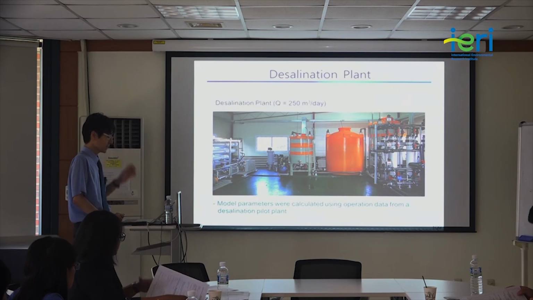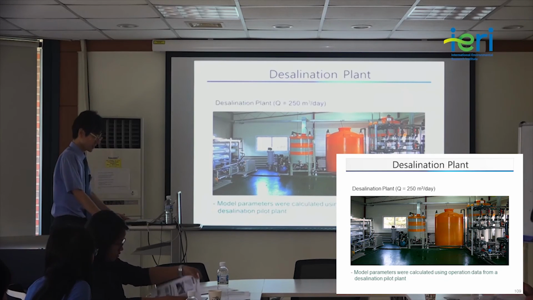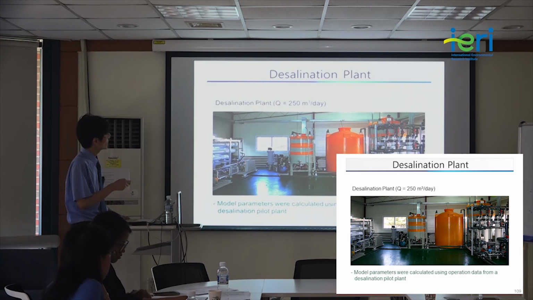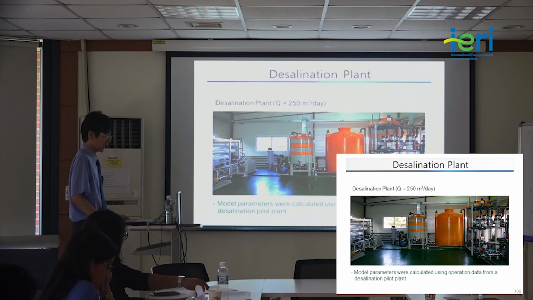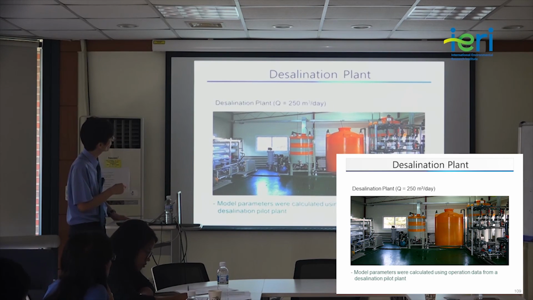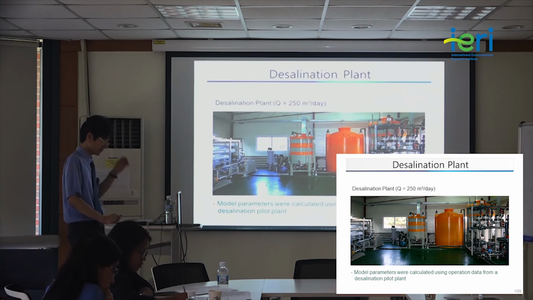So I don't want to explain the details about this theoretical model. Instead, I'll just show you some of the results. But before I do that, I want to show you the actual plant where we carried out some experiments. This is the plant with a capacity of 250 cubic meters per day. And on the left part, this is the reverse osmosis membrane. In fact, it's not quite clear, but it actually has two types of membrane: seawater reverse osmosis membrane and brackish water reverse osmosis membrane.